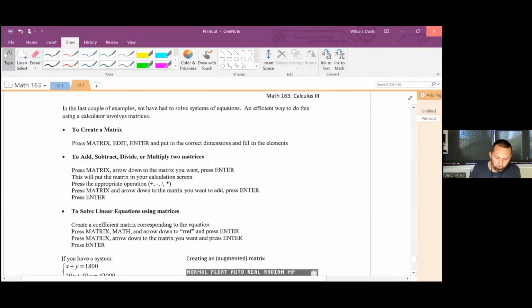Here you have instructions for creating a matrix, which involves the matrix command on the calculator. Matrix is right above the reciprocal button. So second matrix, then an arrow over to edit, and then enter to edit the first matrix. You can add, subtract, divide, or multiply two matrices. Just a note that when I say divide, that's a bit of a misnomer, because there isn't division per se with matrices. There's actually what's called a matrix inverse.